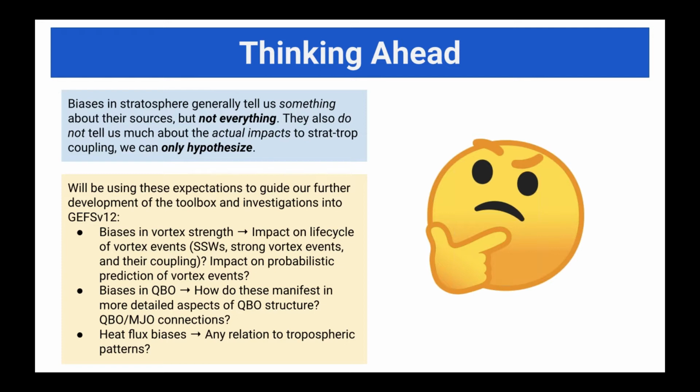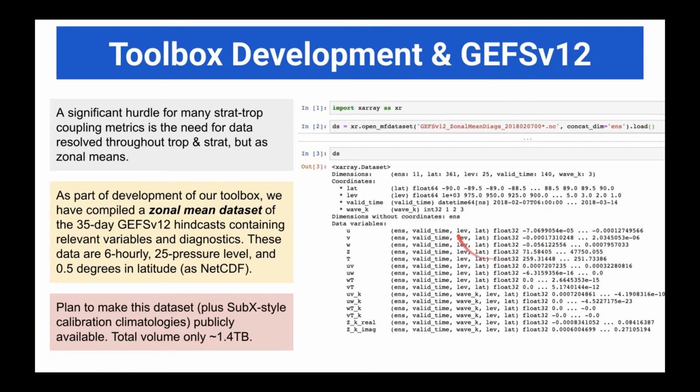So for example, the biases in vortex strength shown in GEFS v12 make us wonder whether there could be any impact on the life cycle of these kinds of vortex events. Maybe because of the strong bias, weak vortex events are not persistent enough in GEFS v12 to appreciably impact the troposphere. Similarly, with the QBO biases that we saw, we wonder how the temperature biases in different phases may have an impact on things like a potential QBO and MJO connection. So in thinking ahead, these are the things that we're thinking about as we continue to flesh out our toolbox.